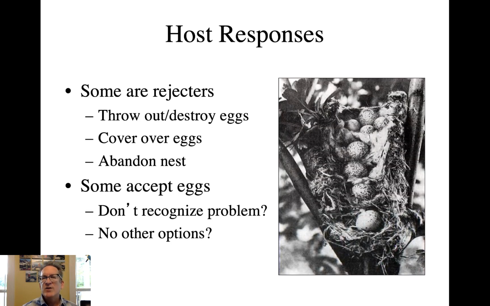So what can the host do if they are parasitized? Well, some are rejectors. So again, if they're big enough, they can throw out the eggs. In some cases, they can destroy them, but I talked about how that's dangerous because of the thickness of the eggs. One rejection strategy is to simply cover over the eggs if you've been parasitized and start again.